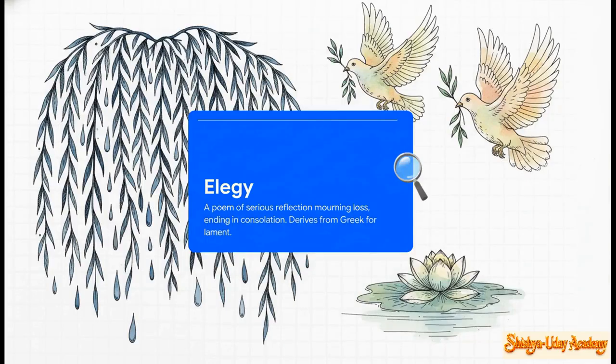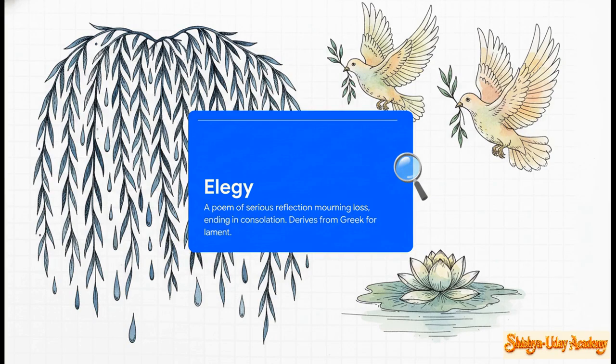Now, you definitely want to write this down. What's truly fascinating about an elegy is that it isn't just about being sad. By definition, it's a poem of serious reflection, typically written in the first person, that mourns a loss. But here's the crucial part. It fundamentally ends in consolation. It's really this deeply personal, emotional journey toward acceptance.